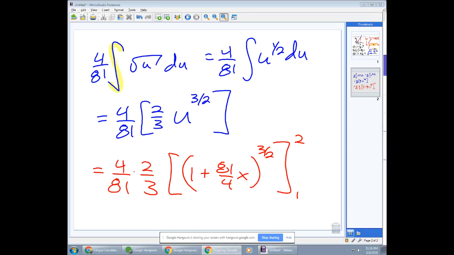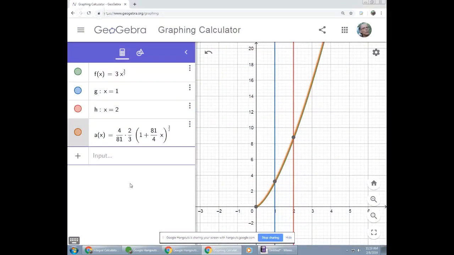All right, so I'm going to show you my GeoGebra now. I pretty much typed exactly what I saw there for my antiderivative. So I'm making a new function called a of x. It's 4 over 81 times 2 over 3 times that 1 plus 81 fourths x to the 3/2. Now I'm just going to evaluate that at 2 and at 1 and subtract them. The plus 1 is going to mess stuff up. So if I check out what is a of 2, it's not a nice number. Minus a of 1. So I'm just now using the fundamental theorem on my antiderivative. So I get an arc length of about 5.6-ish.